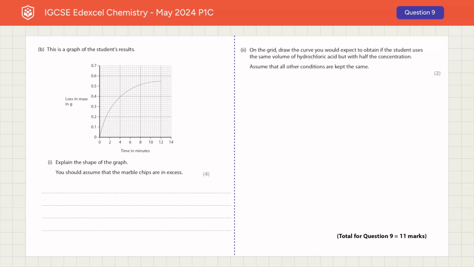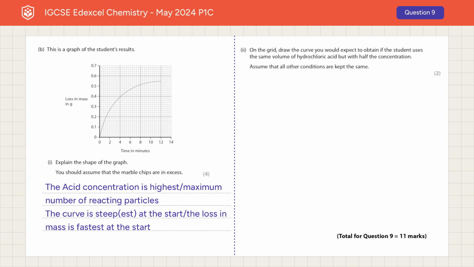It starts steep, curves, and eventually becomes a flat horizontal line. The question says to assume the marble chips are in excess. So what's going on? First, the steep start. At the beginning, the concentration of hydrochloric acid is at its highest. There are loads of acid particles available to collide with the marble chip surfaces. The rate of reaction is fastest here, so we lose mass, produce CO2 quickly, a steep slope.